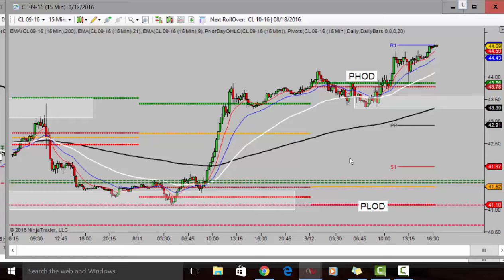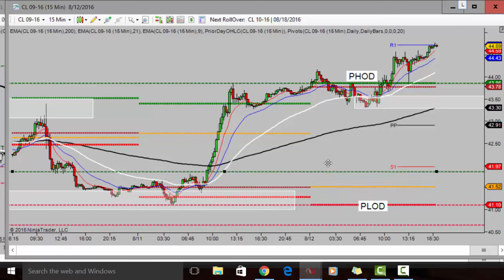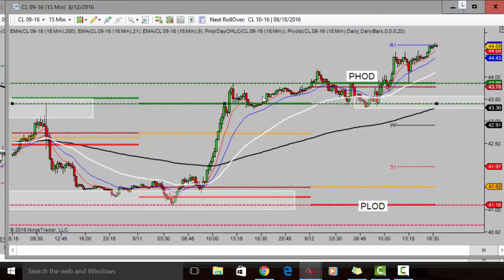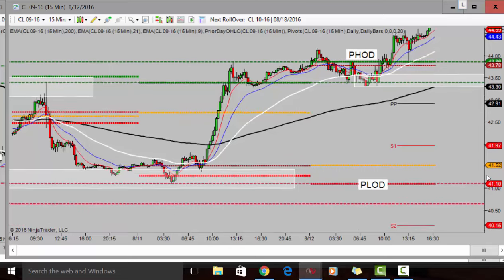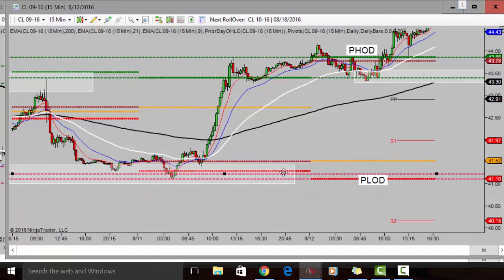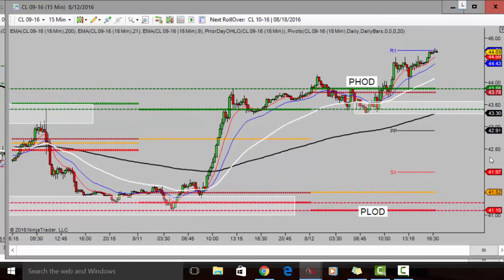So what we're going to do is just take two levels. We're going to place a green line on the previous high of day from yesterday, and a green line on the previous high of day from the day before yesterday. We're going to place a red line on the previous low of day from yesterday, and one on the day before that. Now I'm going to pull over the 60-minute chart, and you'll be able to see how important these lines are.